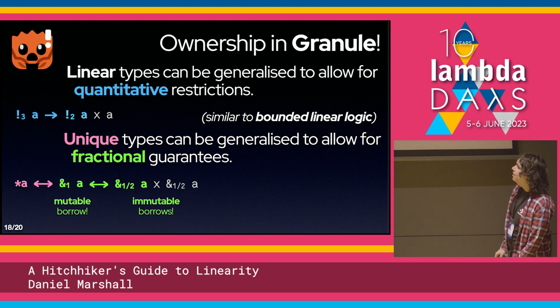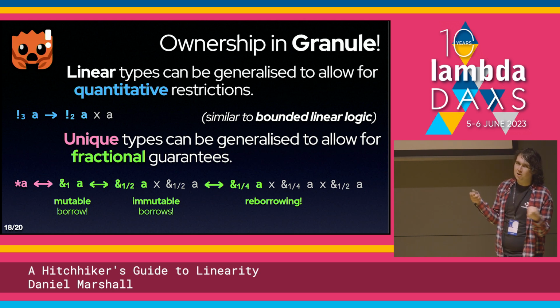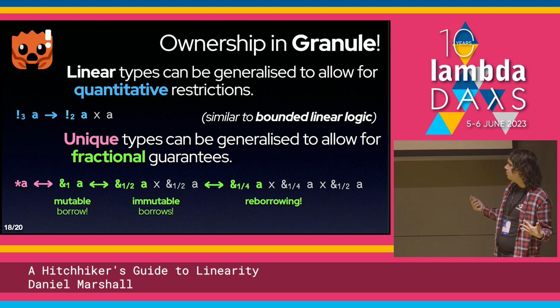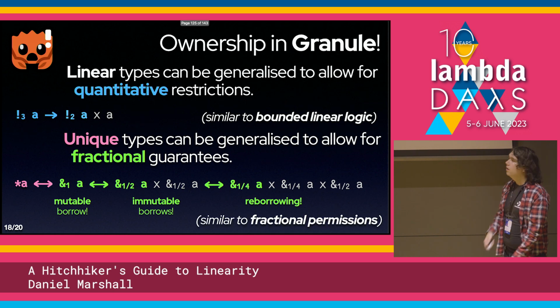Now, if you think about how reborrowing should work, hopefully that should be quite clear. We can split this thing up as many times as we like. So the fraction gets smaller and smaller. And we only have unique ownership when all these things come back together.